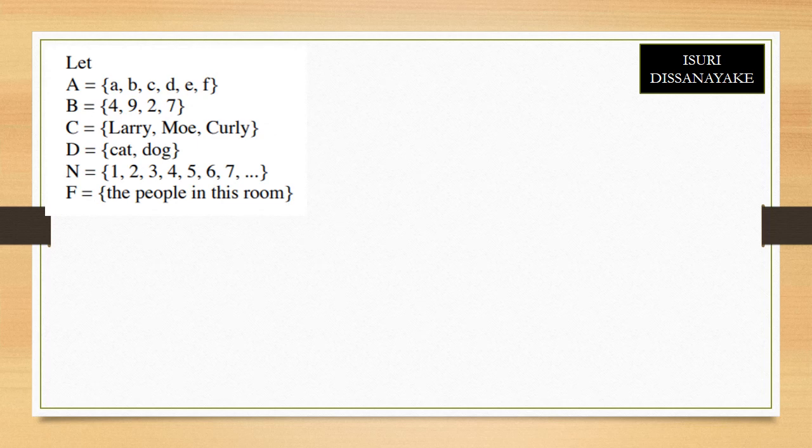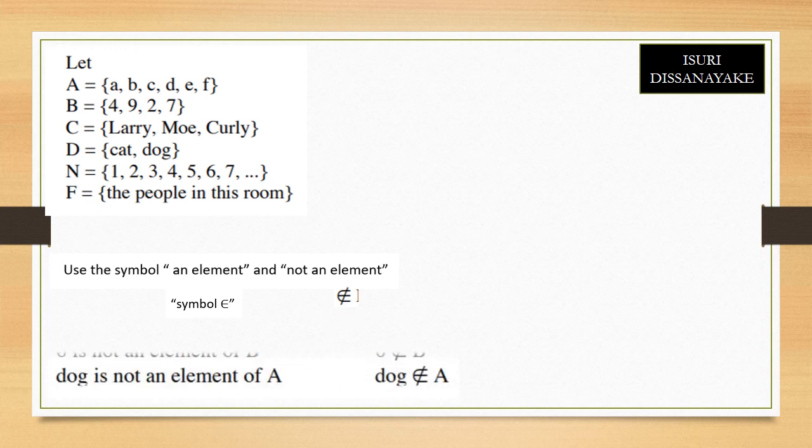Okay, now I am going to explain another set notation, another symbol. This symbol is about an element and not an element. I think we learned about elements at the beginning of this lesson, but not an element is what I am going to explain more here. If you want to show it's an element, this is the symbol that you use. And if you want to say that it's not an element, we have to use this symbol. Look at this: 6 is not an element of B.